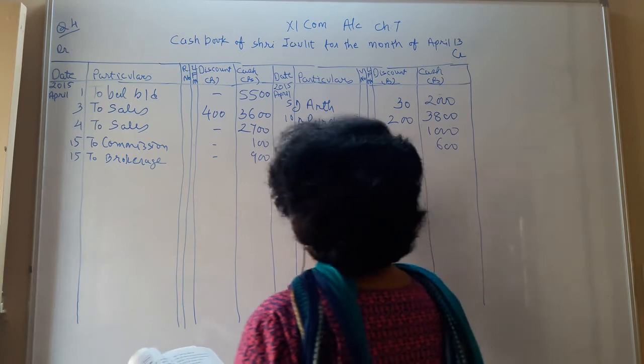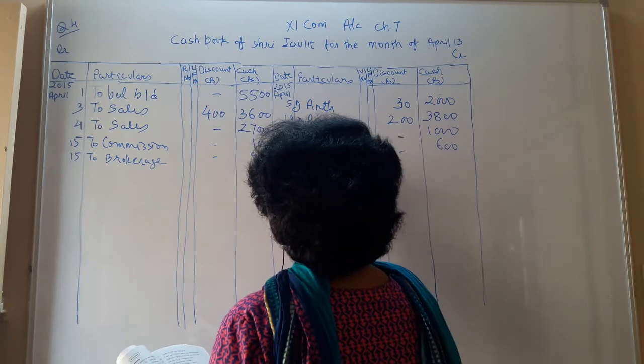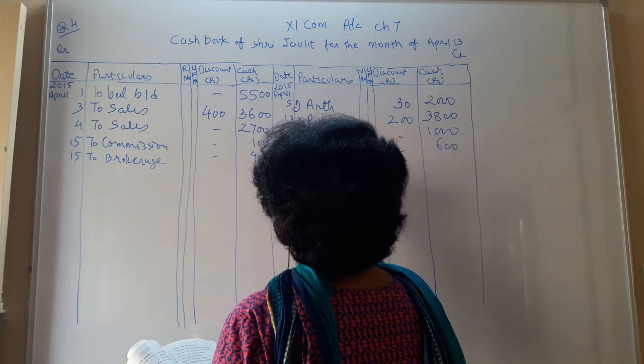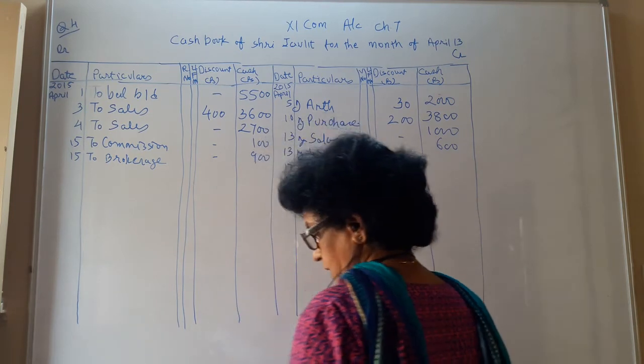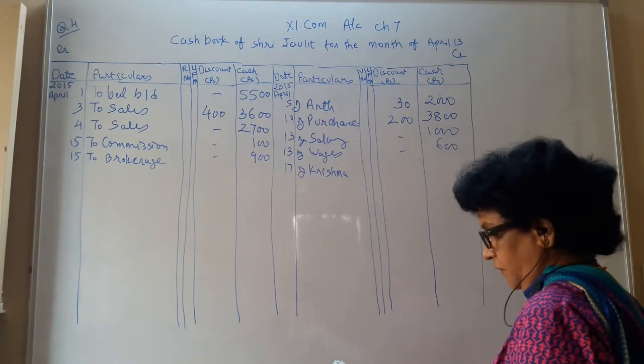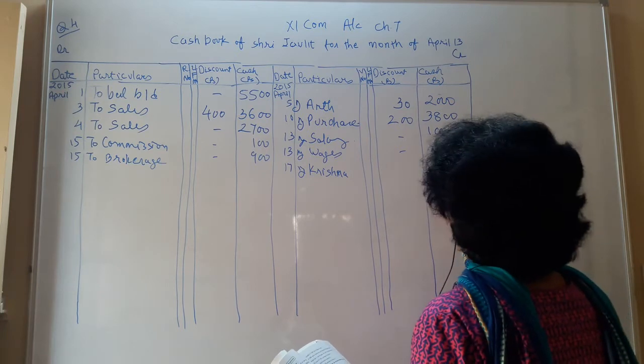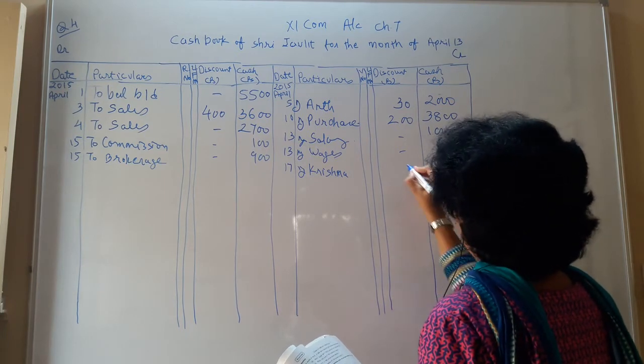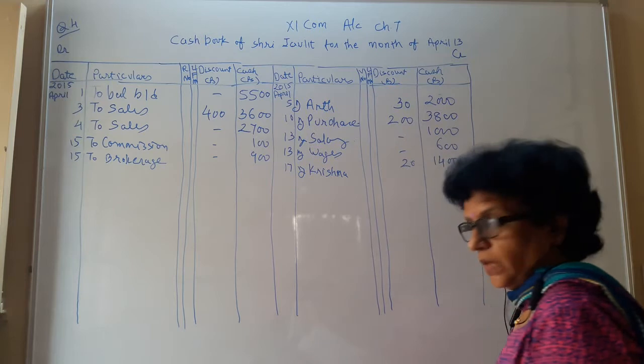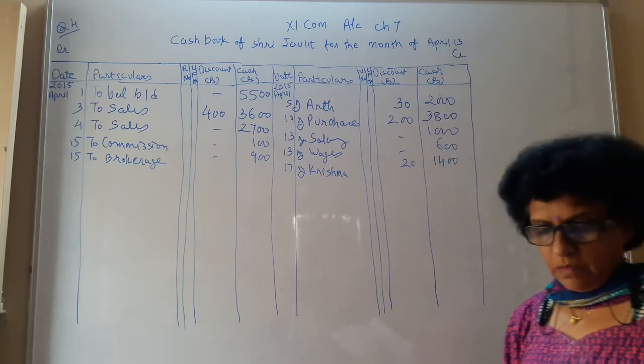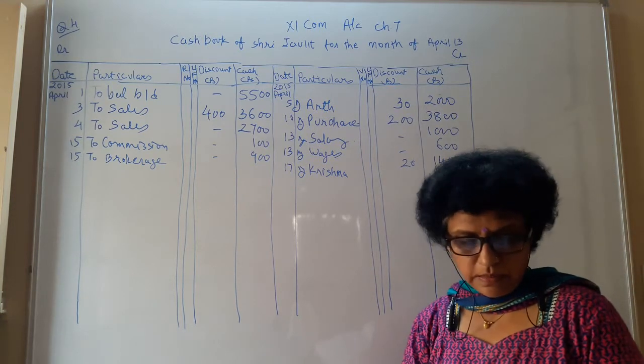Paid to Krishna in full settlement of your account. 1400 you are making payment, and 1420 was the total amount, so 20 becomes your discount.